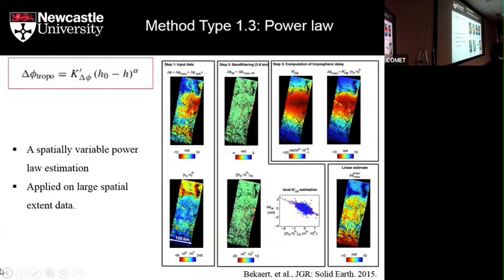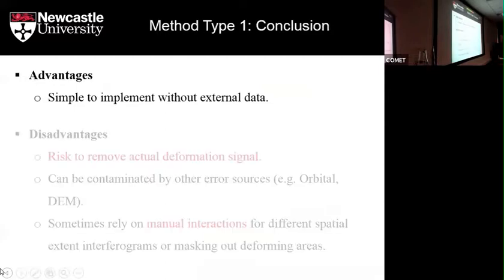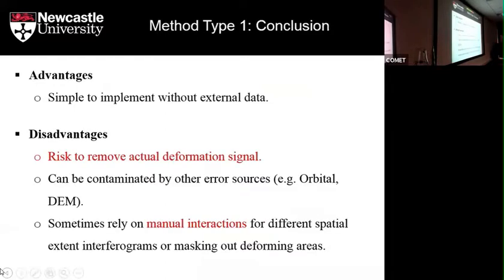But the disadvantage is very obvious. Firstly, it has a large risk of removing extra deformation signals. For example, when you study volcanoes, the volcanic deformation signal can have a very strong correlation with the topography. So if you remove the topography related signal, you will remove some of the deformation signal as well.